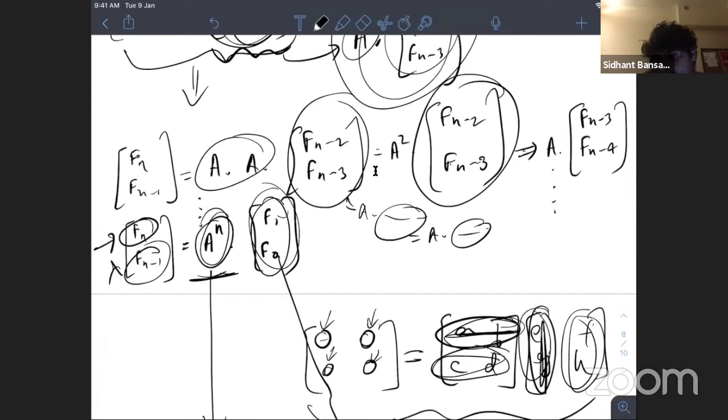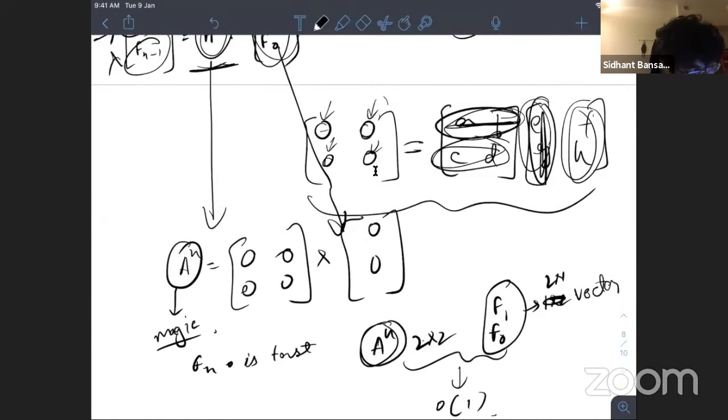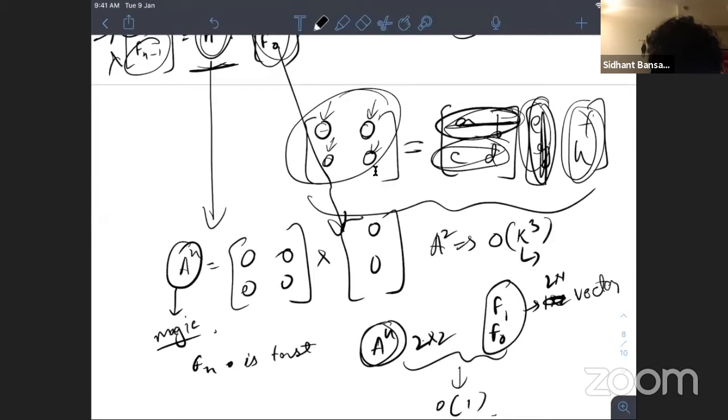So can we use the Strassen method? Okay, Strassen is actually used when you have big matrices. The complexity of multiplying two square matrices is order k cubed, where k is the size of the matrix.